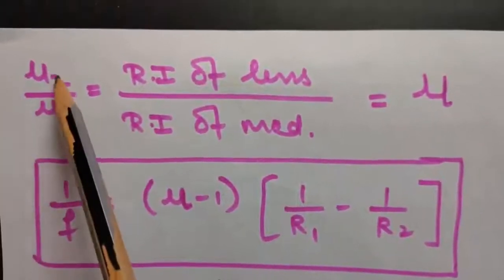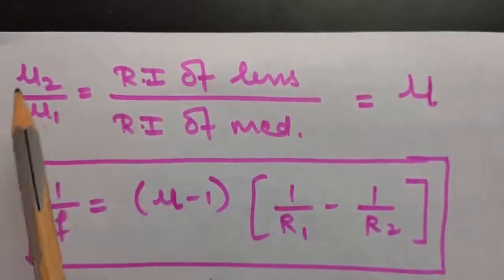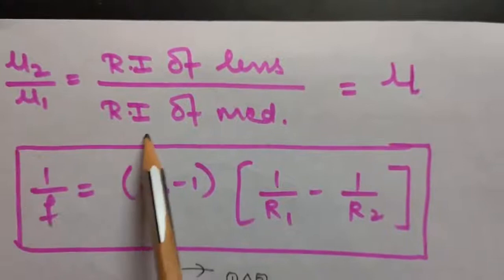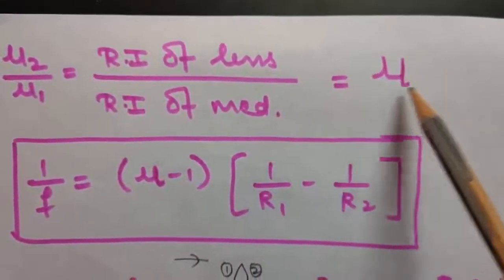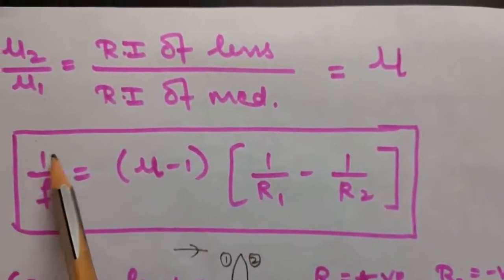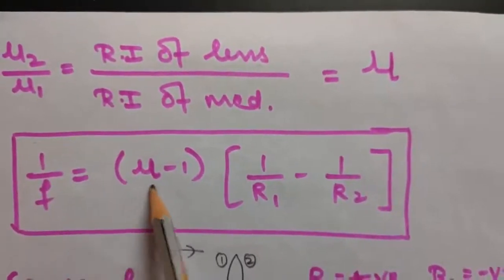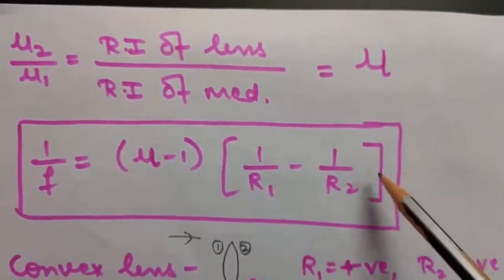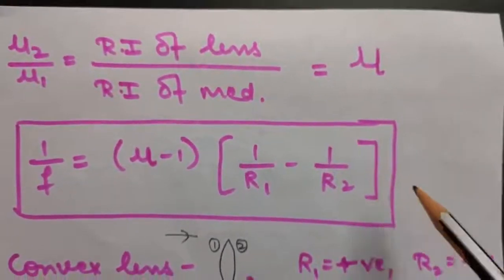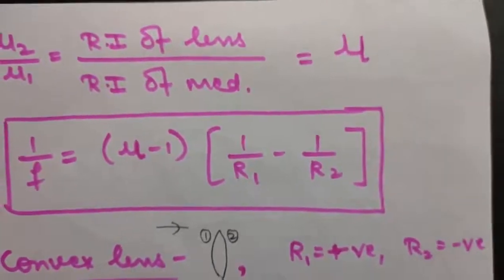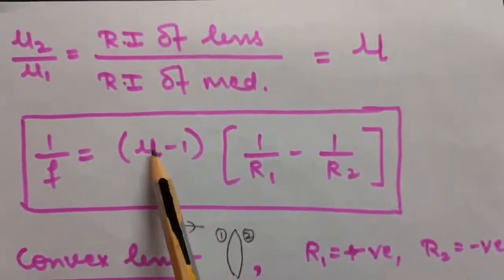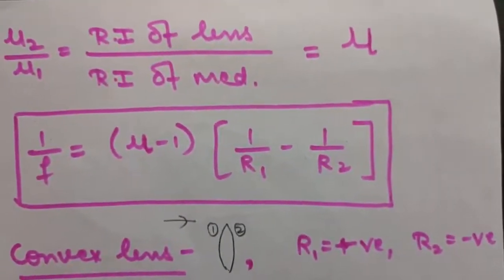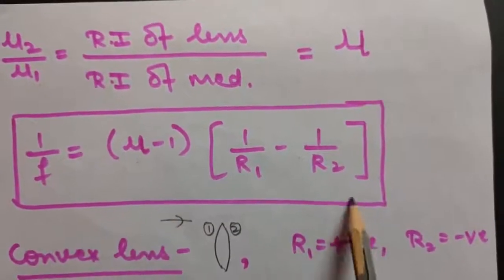And we will be taking mu2 by mu1 as mu, because mu2 is refractive index of lens, mu1 is refractive index of medium. So I am denoting that by mu. So overall that equation will become 1 upon f is equals to mu minus 1 into 1 upon r1 minus 1 upon r2. So this equation is called Lensmaker's formula. So from here you have to remember clearly that this mu is nothing but refractive index of lens upon refractive index of medium. Remember it while you are using this formula in numericals.